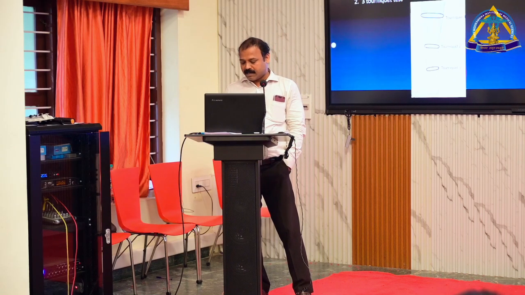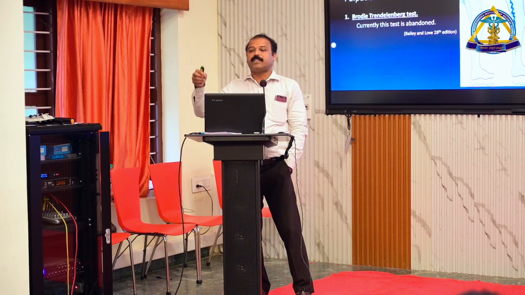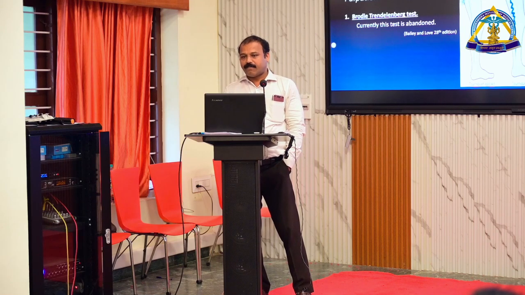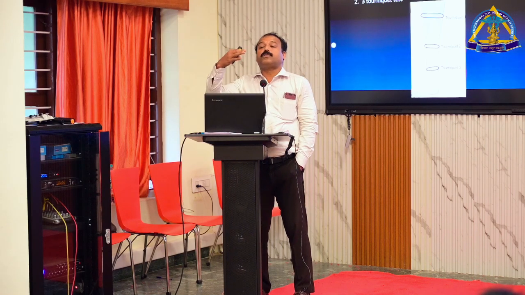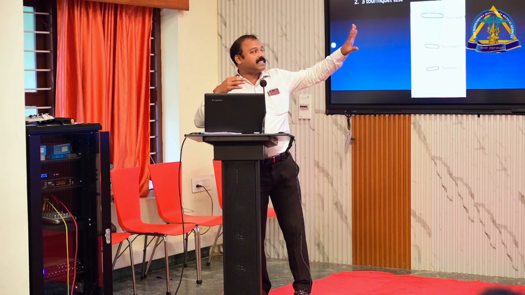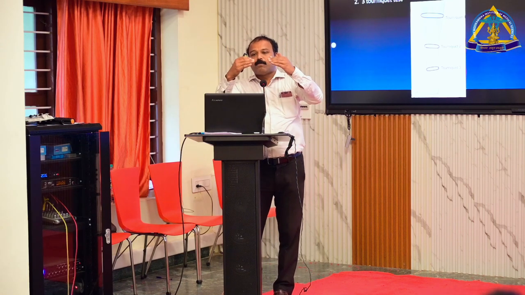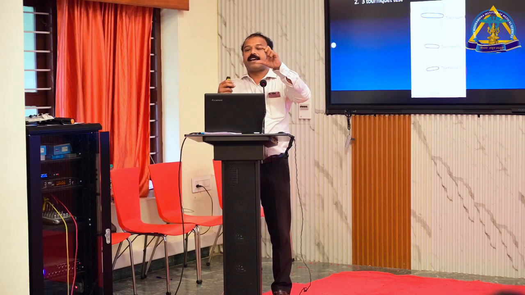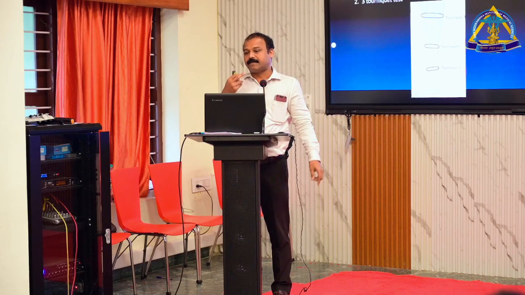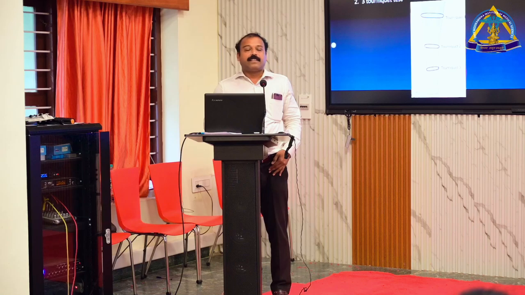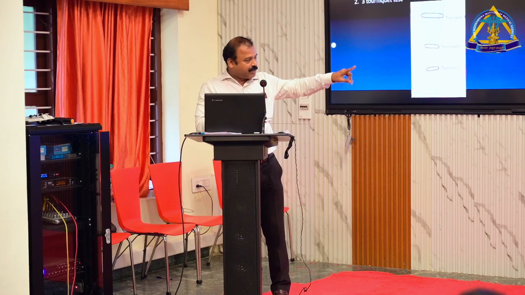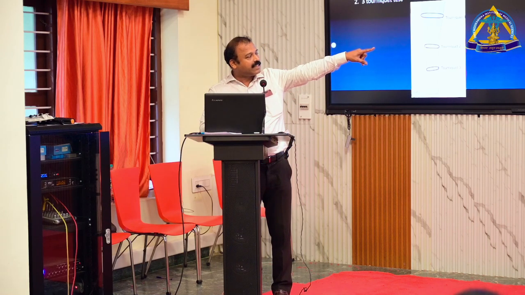Then Trendelenburg 1, you immediately remove the tourniquet, you will see filling from above. Then the 3 tourniquet test, the more tourniquets you apply, the more exactly you can locate the perforator site. Standard in the textbook is 3. Some people use 4 tourniquets, some people use 5. So the first tourniquet is below the saphenofemoral junction, second above the knee, third below the knee.